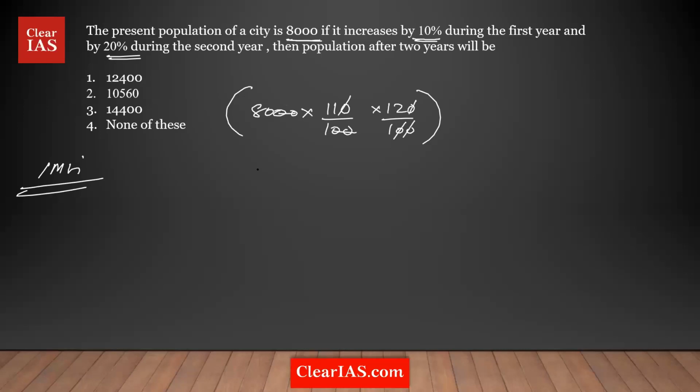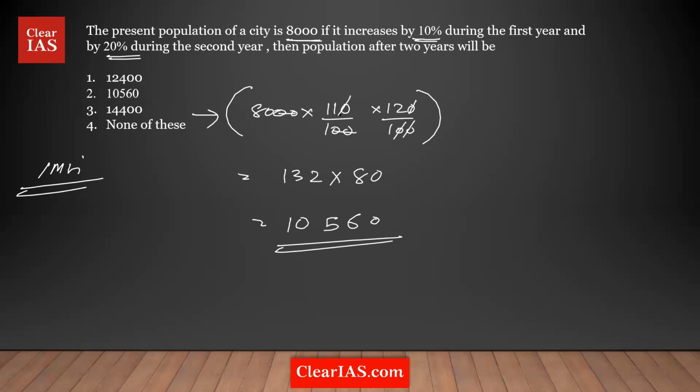Right. So 11 into 12 is 132. 132 into 80 will be the answer. That is equal to 10560. This is the right answer. This is one way of doing it. See, whichever you are comfortable with, you can do it. This is one way, formula wise, you can do it.